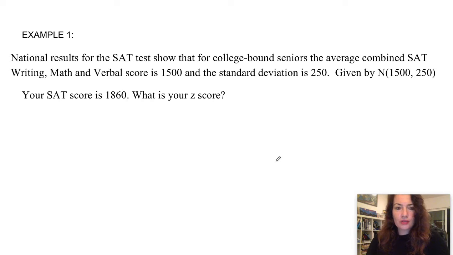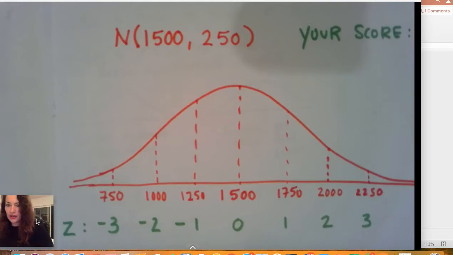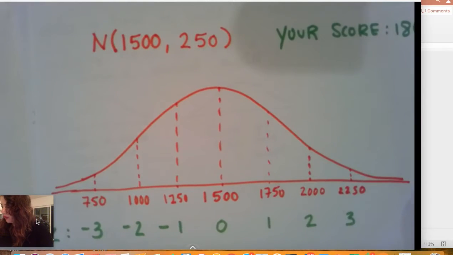National results for the SAT test show that for college-bound seniors, the average combined SAT writing, math, and verbal score is 1,500, and the standard deviation is 250, and it is given by a normal model with the mean right here, 1,500, 250. It says, your SAT score is 1860. What was your z-score?